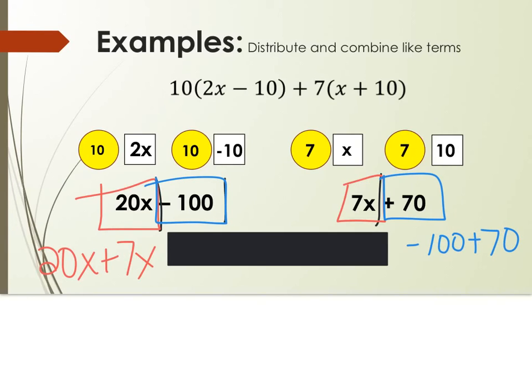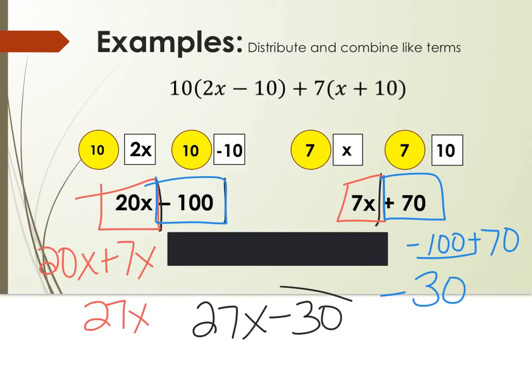20x plus 7x, they're both positive, so you add them and keep the positive sign. It would be a 27x. Then you have a negative 100 and a positive 70. They're different signs, so you'd subtract. 100 minus 70 is 30. 100 is the bigger number, so you keep the negative sign. Your answer is 27x minus 30.